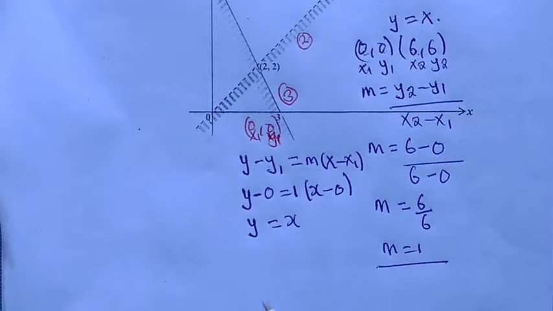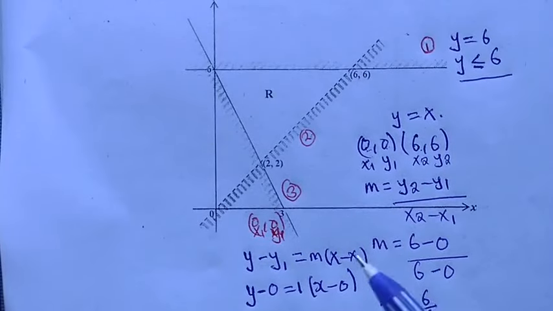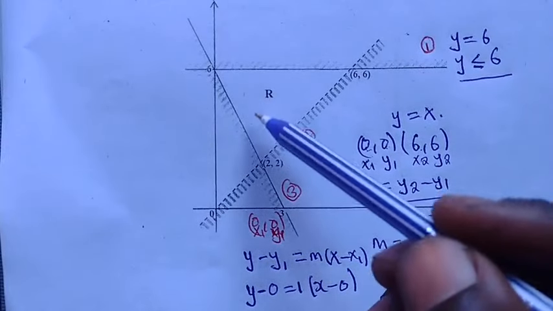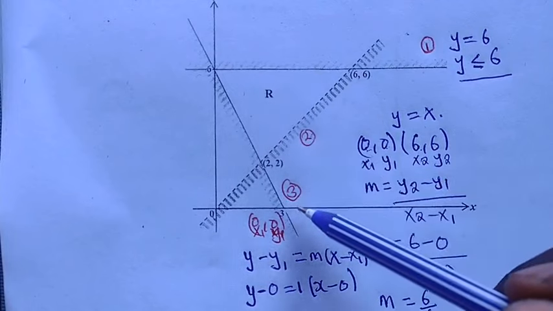We have said y is equal to x. We need an inequality, so we write y and x. So what inequality sign are we going to put? We are describing the unshaded region, which is the upper region. The upper region is greater and the lower region is less.